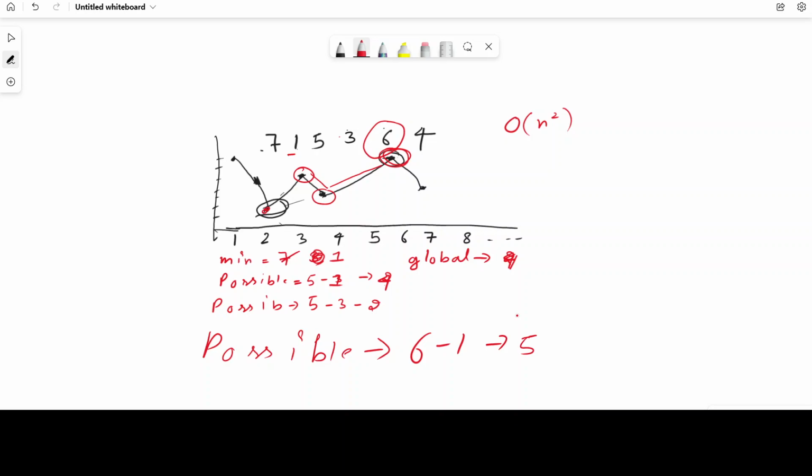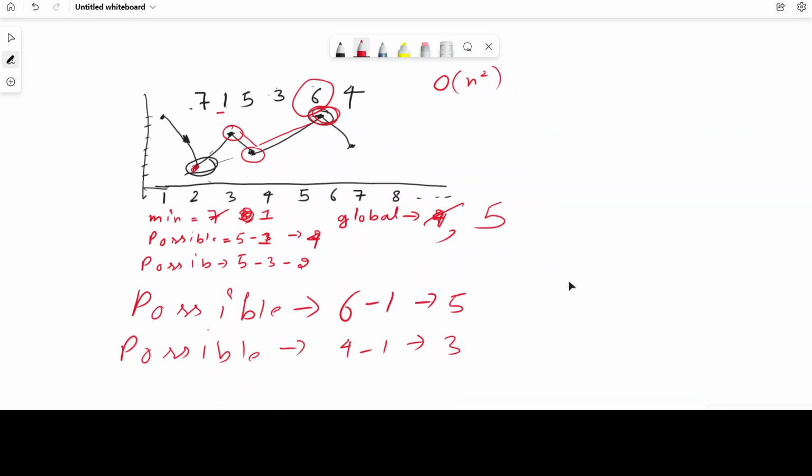My global profit is 4. I want to make the maximum of all the profits, so I will update my global profit as well. So global profit would also be 5, right? Next I come to 4. Here I can also make some profit. Let's check the possible profit, which is 4 minus 1, which is 3. But it is not greater than my global profit. So my global profit would be 5 and I will return my global profit.